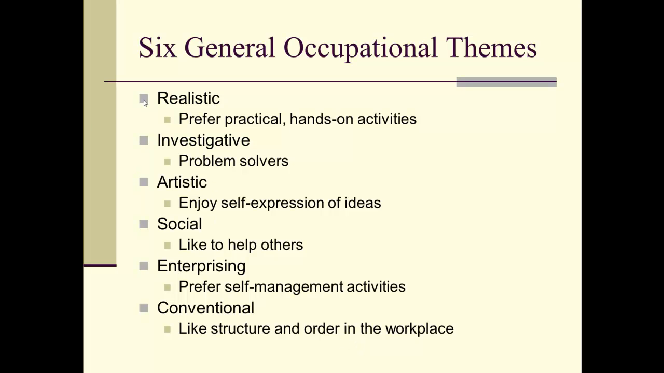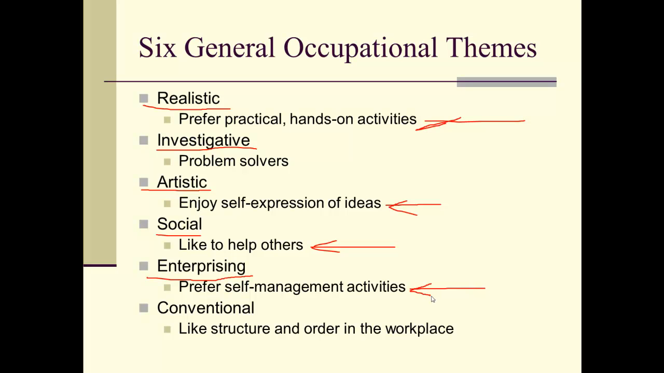And he basically looked at 6 general occupational themes. Realistic, which is basically hands-on, real activities. Investigative, where you go out and solve problems. Artistic, whether they had ability in painting or writing or things like that, just being able to give way to self-expression. Social, they like to be around and like to help others. And then we got enterprising. They like to be their own boss.